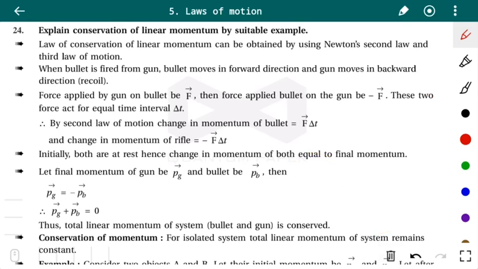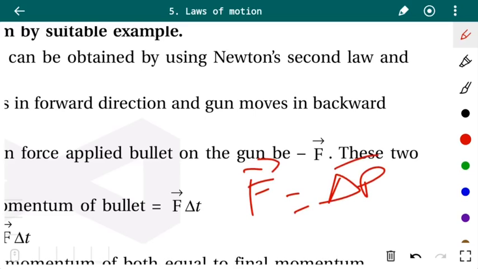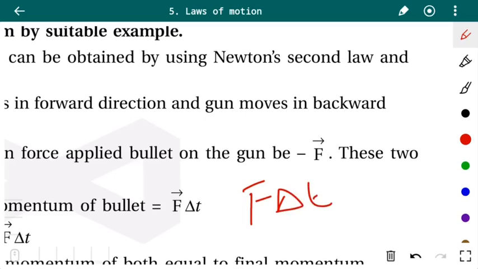Therefore, by the second law of motion, we can say that the change in momentum of the bullet is equal to F delta t. We have already studied the second law of motion, that the time rate of change of momentum is proportional to the force applied on the object. That is, vector F equals delta P vector upon delta t. From this equation, taking delta t to the other side, we can write F delta t equals delta P, where delta P is the change in momentum.